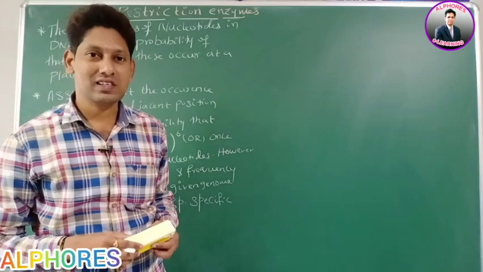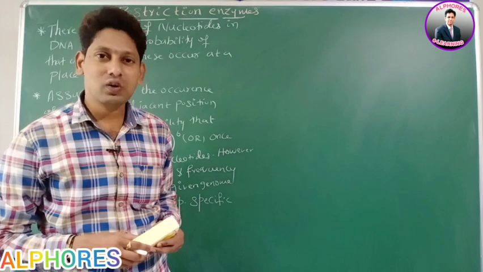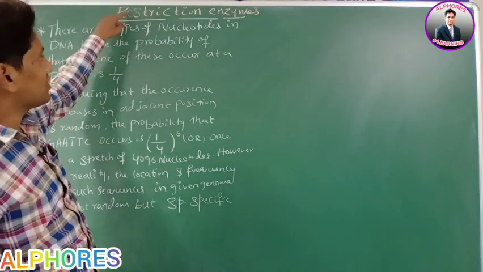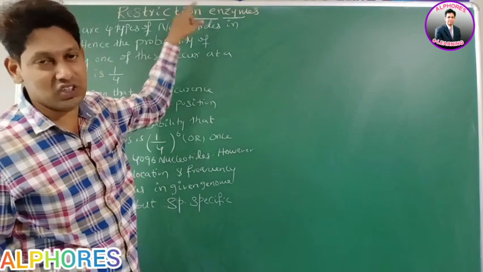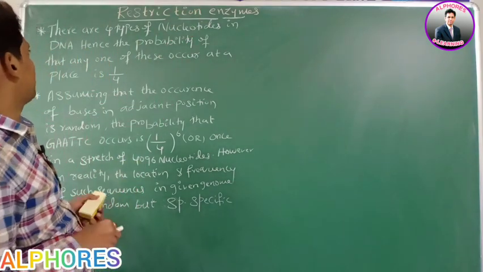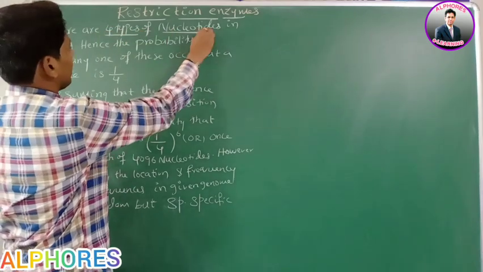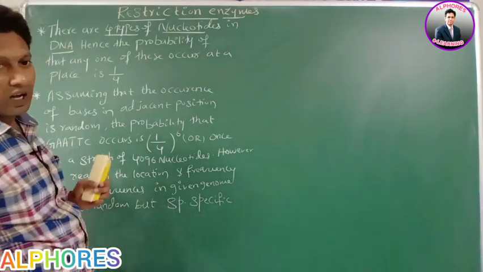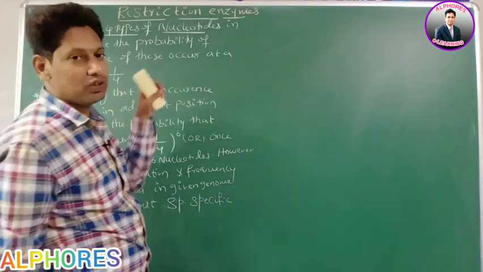Students, we are discussing isolation of a desired gene. In the isolation of the desired gene, we are discussing restriction enzymes. What are they? Restriction enzymes. Now, listen to this statement. There are 4 types of nucleotides in DNA. Yes or no? I am speaking about DNA.